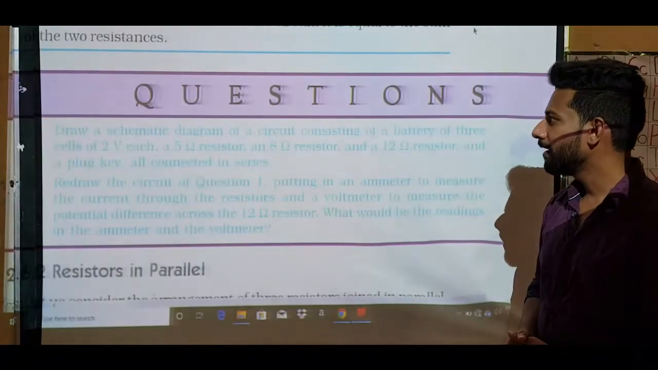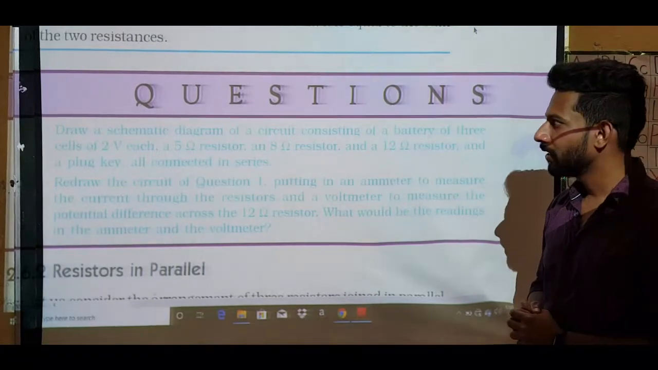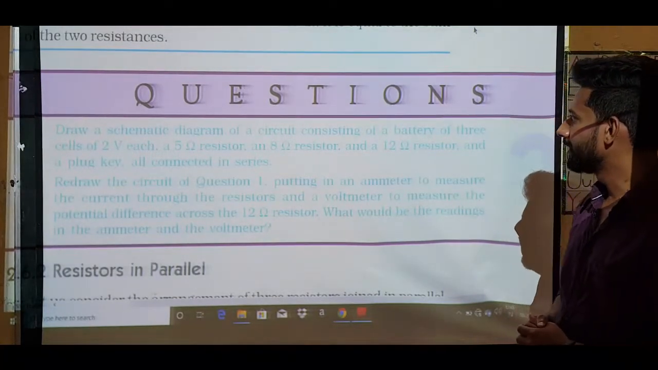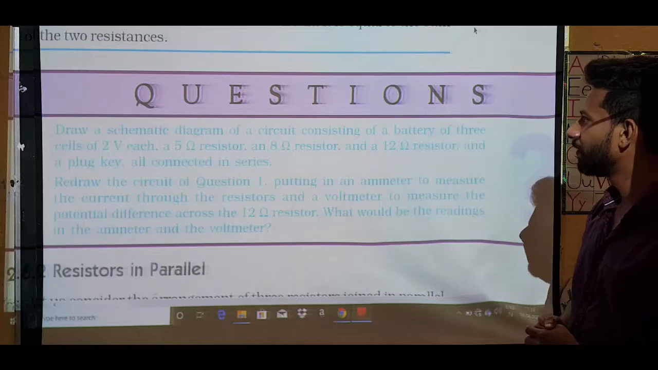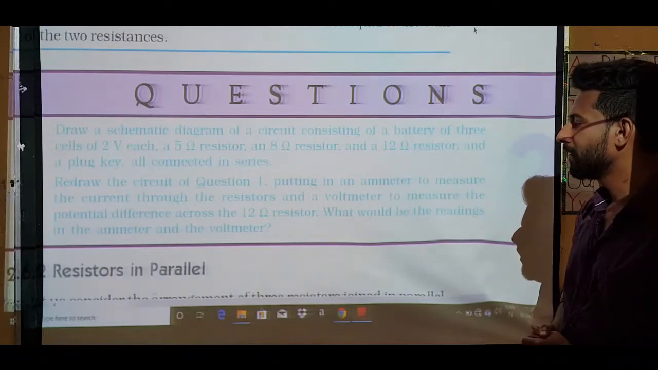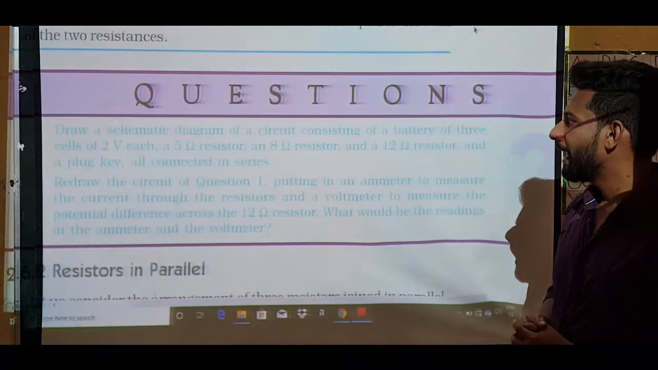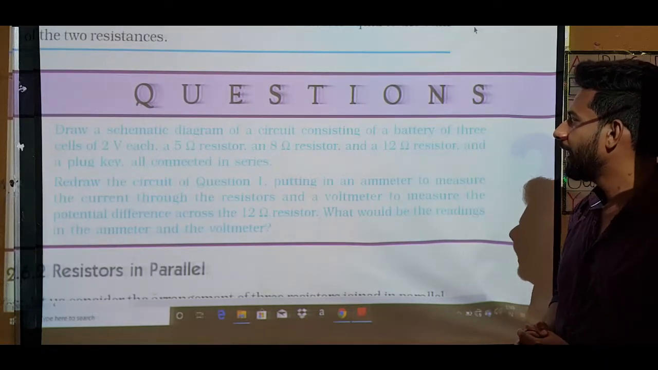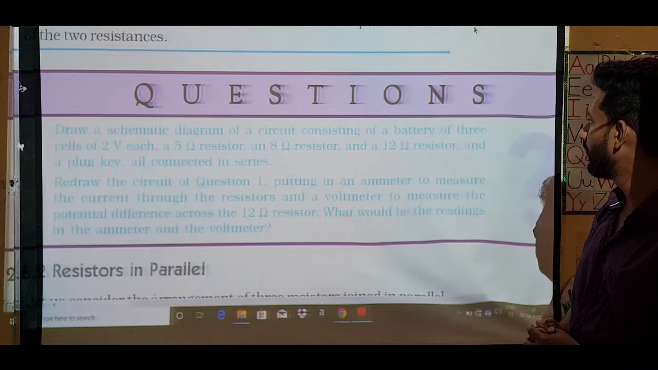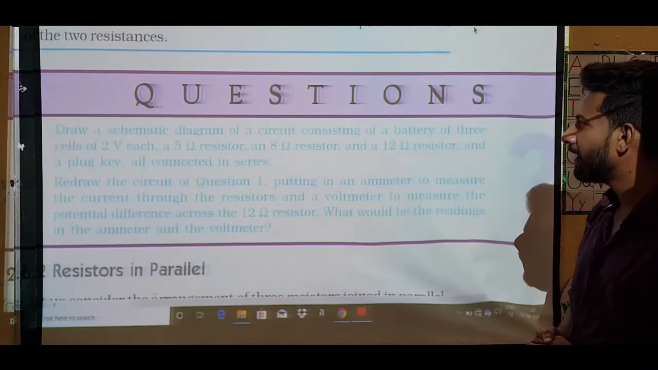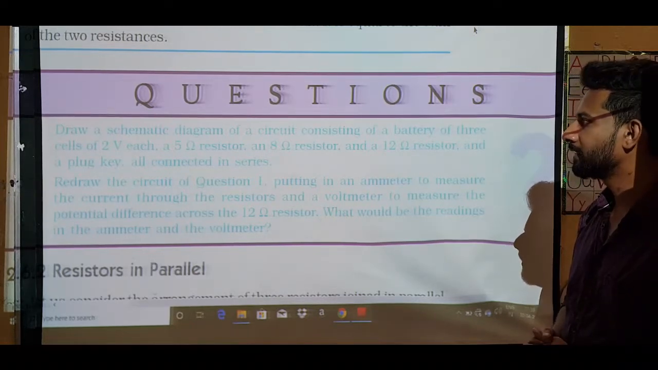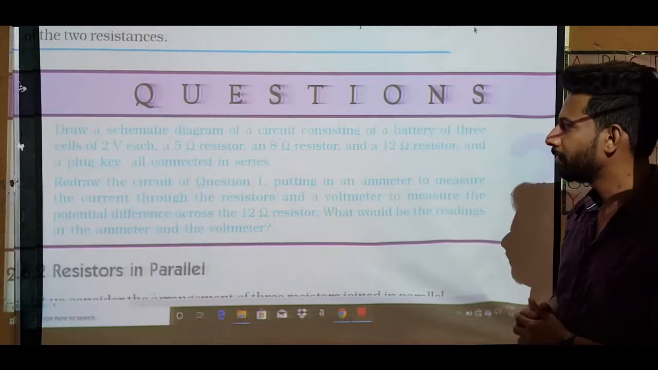In this problem, we have to draw a diagram. Draw a schematic diagram of a circuit consisting of a battery of 3 cells of 2 volt each, a 5 ohm resistor, an 8 ohm resistor and a 12 ohm resistor, and a plug key, all connected in series. So we have to draw the circuit diagram for this case.